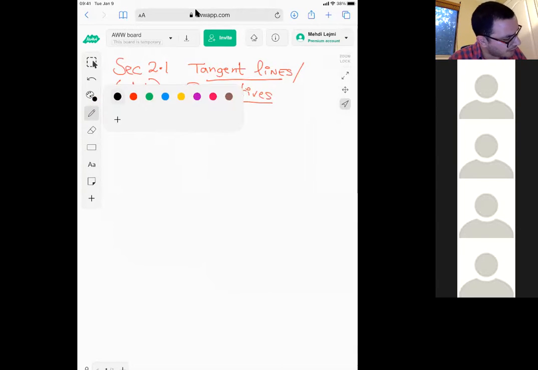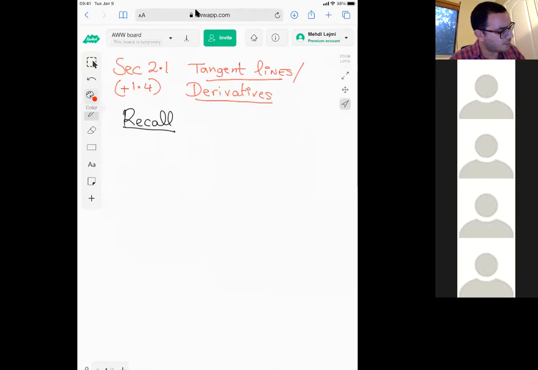First, let me just remind you of this definition of a tangent line. We said the main motivation is that the tangent line would be the best linear function that would approximate the function f of x in a small neighborhood of the point a, right? But then the definition of the tangent line is the following.